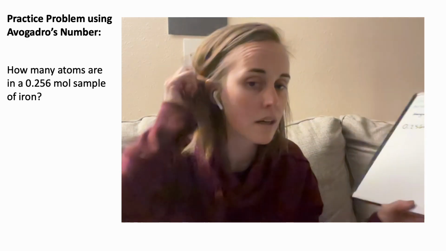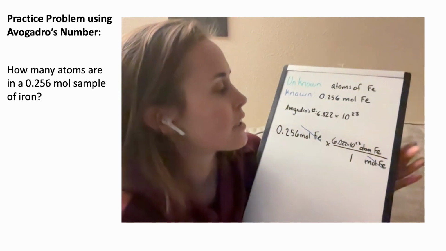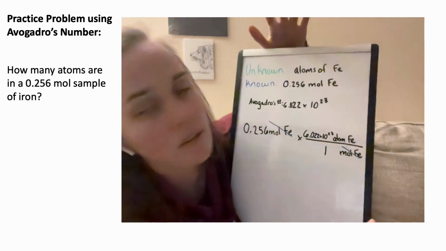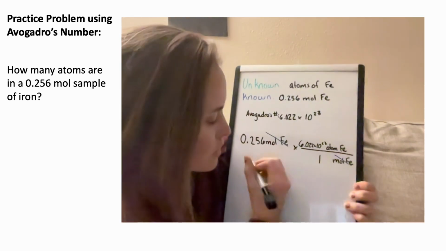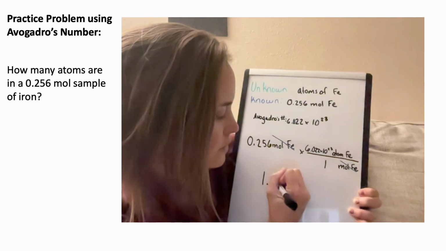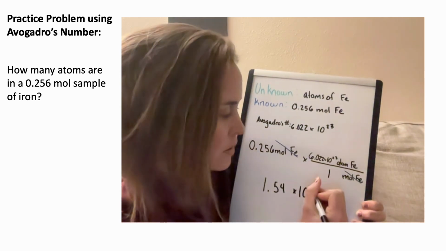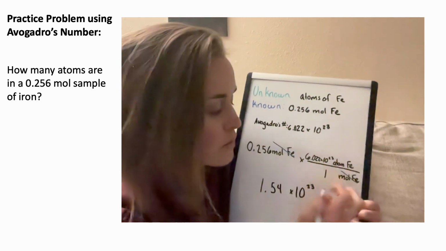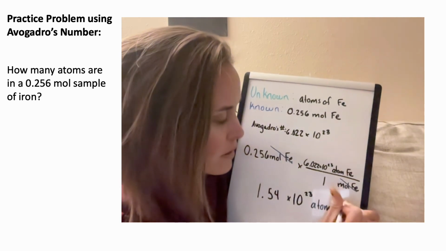So the question is, how many digits do we write for our answer? You're going to look at your significant figures that they gave you for the known, which is 1, 2, 3. You have 3 significant figures for your known because that 0 before the decimal doesn't count. And you're going to report your answer to 3 significant figures. So that's 1.54 times 10 to the 23rd. And then make sure, again, you write down your units of measure. So that's atoms of Fe.